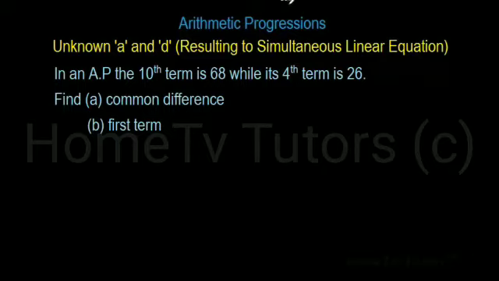So let us take a look at this particular question. In an AP, the 10th term is 68 while the 4th term is 26. We have to find the common difference and the first term. Okay, so to begin with, we apply the general formula, which is Un equals a plus (n minus 1) d.